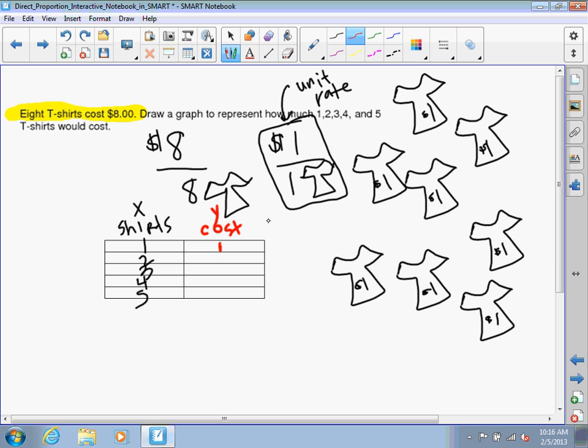$1. Okay? Two shirts will cost $2. Three shirts will cost $3. Four shirts will cost, and five shirts will cost. Okay, see how we did that? If this is the unit rate, what would the equation be? Yes, it's the equation. Y equals 1x. That's the equation. Get that down.